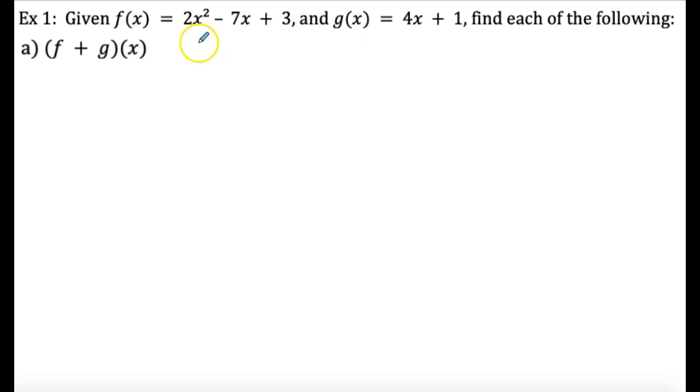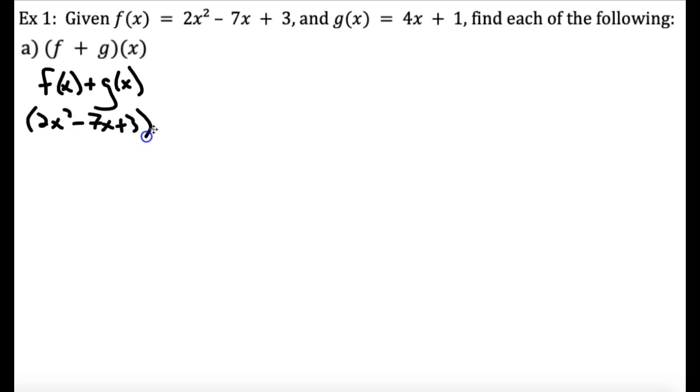So we're given two functions here. F of x is 2x squared minus 7x plus 3, and g of x is 4x plus 1. The first function just tells me to find f plus g of x. Well, remember, that's the same as f of x plus g of x. So I'm going to take 2x squared minus 7x plus 3 and add 4x plus 1. So I'm just combining like terms here.